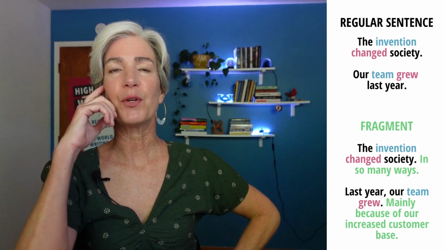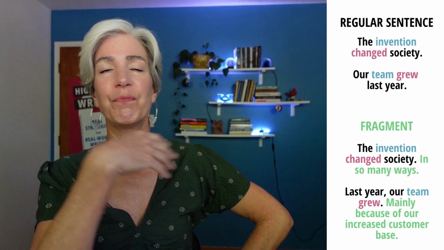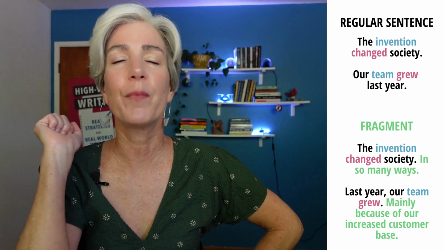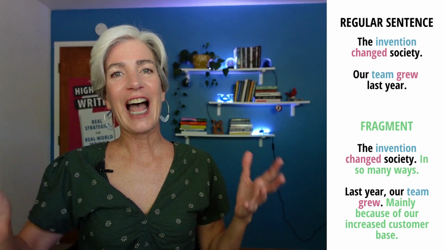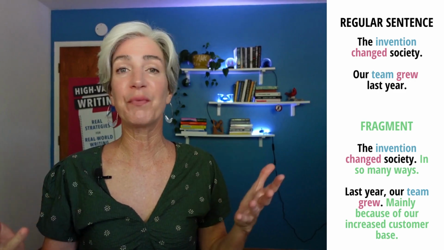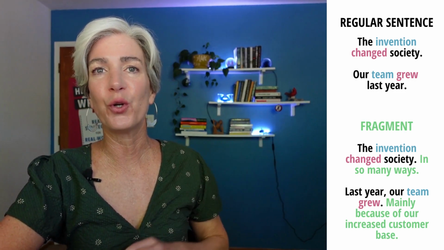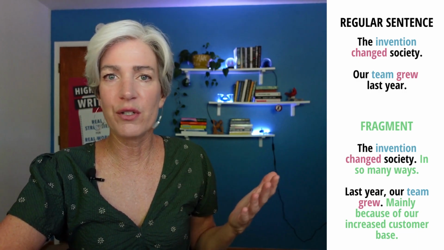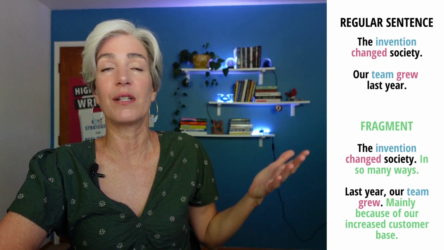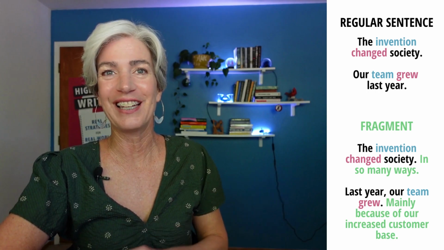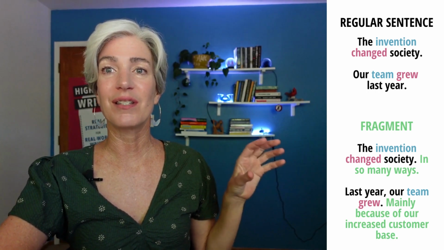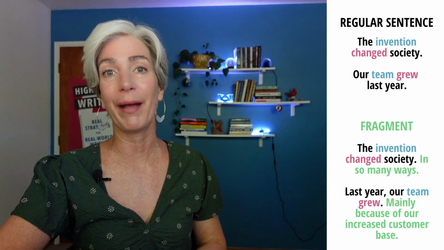Here are a couple examples. The invention changed society. There's our who and what. In so many ways, I just added that on. It's something we would do out loud, and that would be fine. But it doesn't have a who or a what. Who is doing some ways? There isn't even a verb there, right? So that's a fragment because it does not have a who plus what pair.